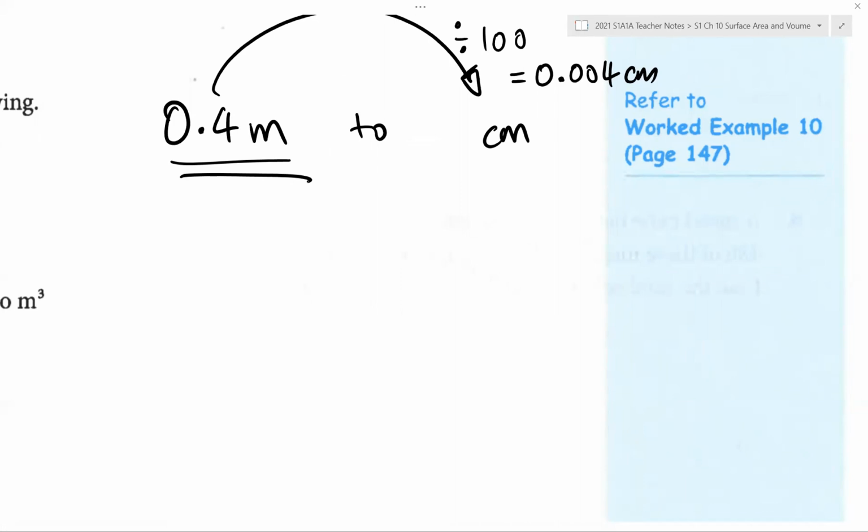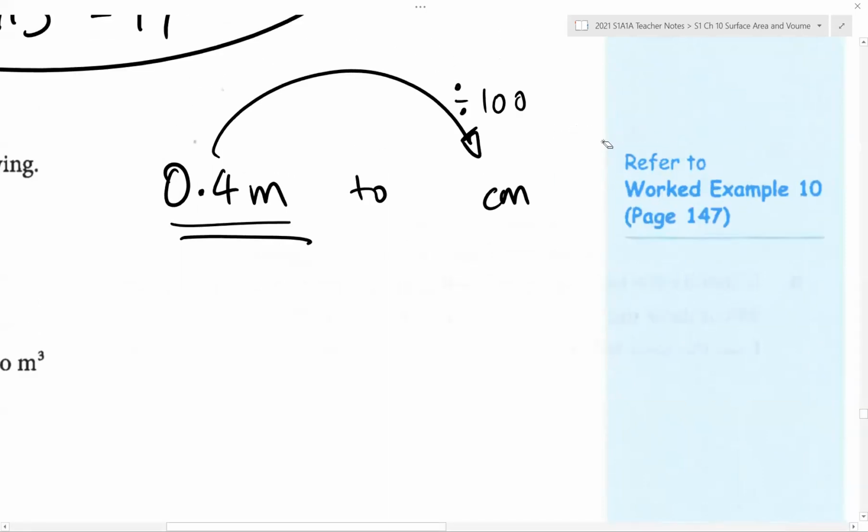Okay, how about 0.004 cm? Do you know how much that is? How much is 1 cm? Can you use your hand and show me? Yeah, 1 cm is about that, right? How about 0.004 cm? Yeah, very tiny, isn't it? So how can 0.004 cm be the same as 0.4 meter? So something is wrong, right? Okay, so the only thing you did was divide by 100.